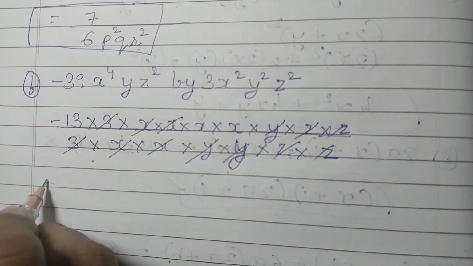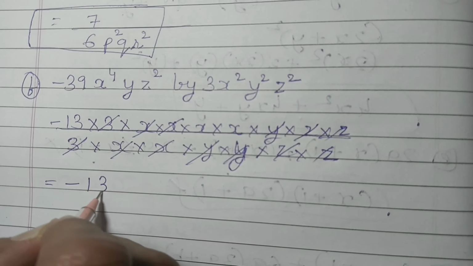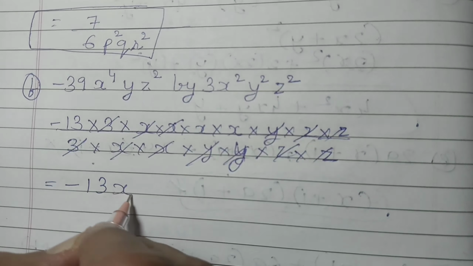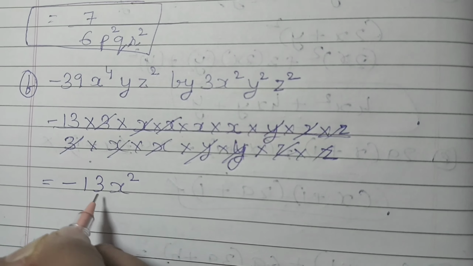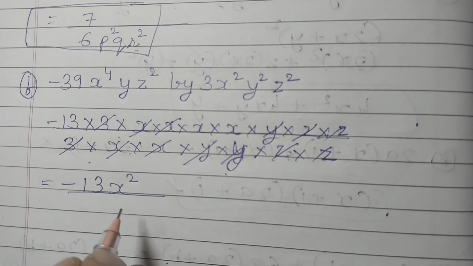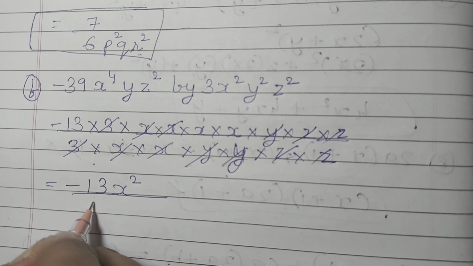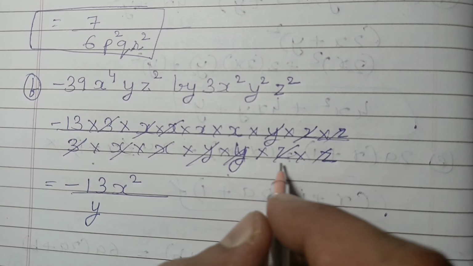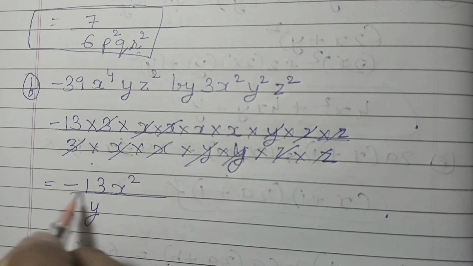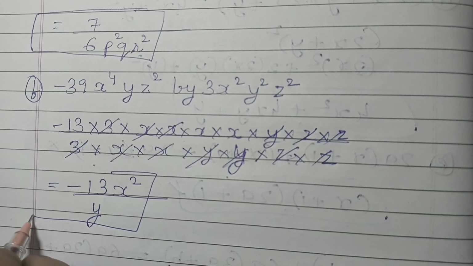So the remaining term will be minus 13 x to the power 2, and in the denominator it will be y, which is remaining for one time, and z is cut already. So this is our answer for the f question.